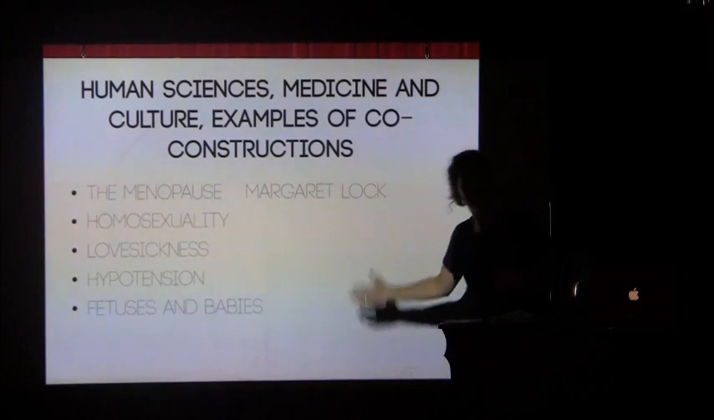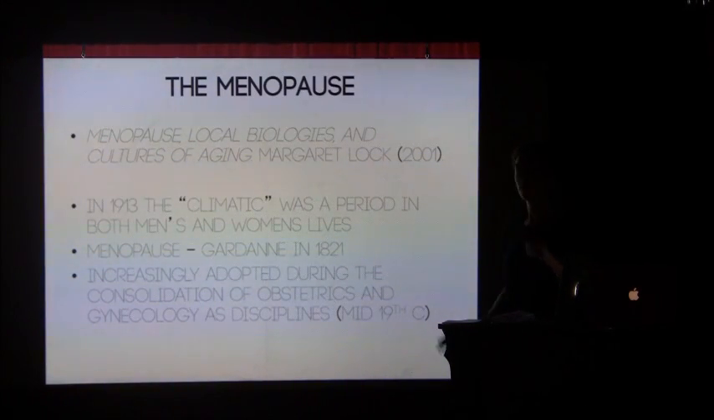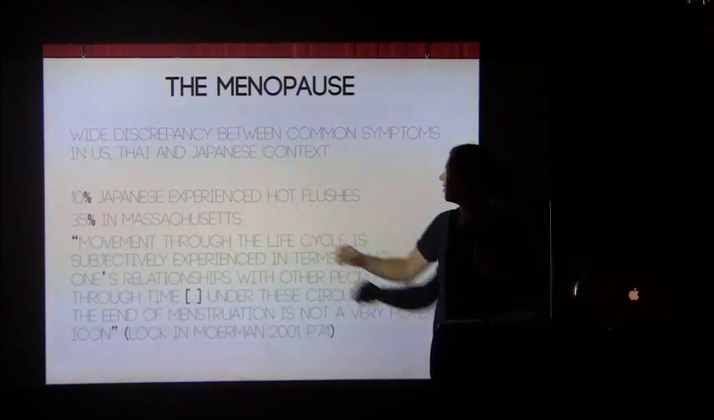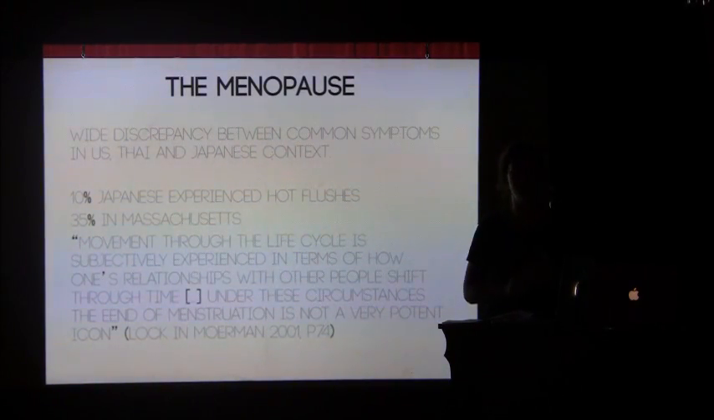So there's lots and lots of examples of people who've analysed some of these co-constructions that come from the cultural interpretation and response to medical knowledge. So Margaret Lock's work on the menopause, comparing Japanese and Western women, I think particularly the first group that she looked at were in Canada, I believe. She found that there's a big difference in how people report their symptoms during menopause. In Japan, women tend to have aching shoulders, but they tend to have a much lower symptom reporting generally. Hot flushes: 10% reported hot flushes versus 38 or 35% in Massachusetts, I think 31 in Manitoba.